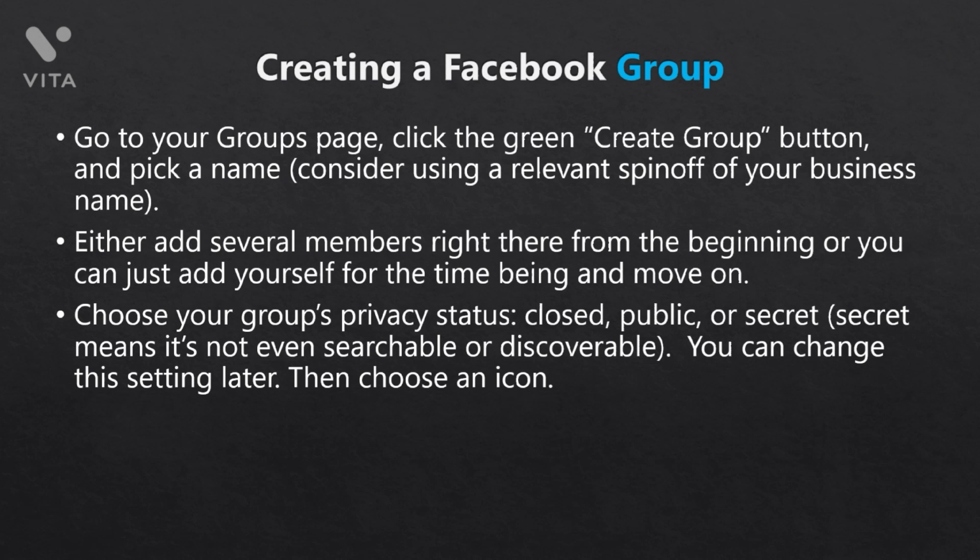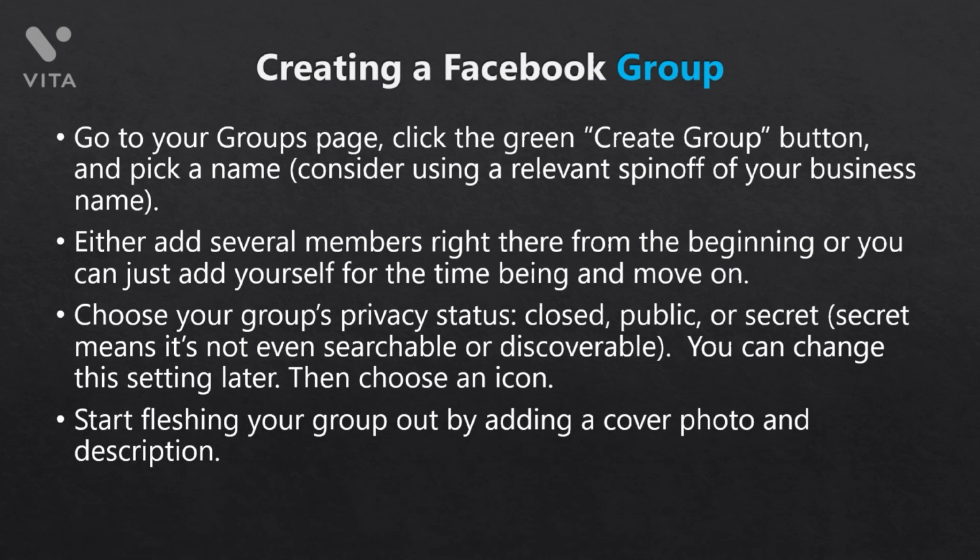After you hit submit, you'll need to choose an icon for your group. Just pick whatever seems most relevant. Once your group is created, you can start fleshing it out by adding a cover photo and description. The same guidance for business page descriptions above applies here more or less. Keep it short, clear, and include important keywords. As for the cover photo, make it horizontal and consider using Canva to create your image or hiring someone on Fiverr to make a nice image.